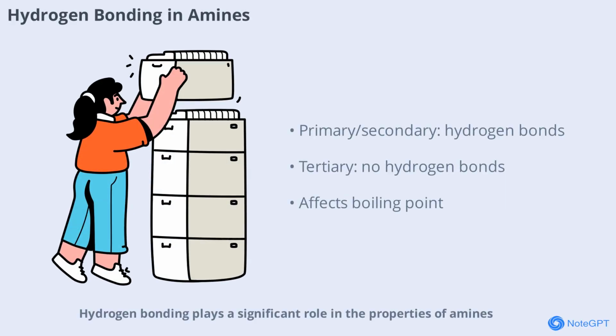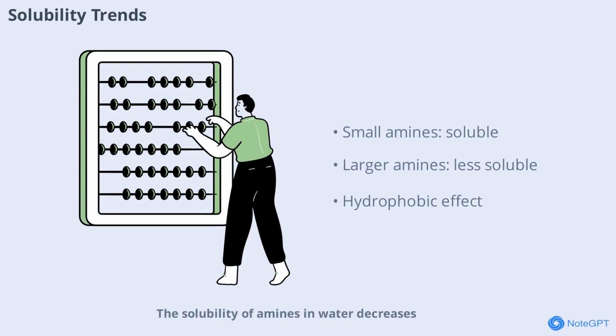Hydrogen bonding plays a significant role in the properties of amines. Primary and secondary amines can form hydrogen bonds with water and with each other, which affects their boiling points and solubility. Tertiary amines, lacking NH bonds, cannot form such bonds, resulting in lower boiling points. The solubility of amines in water decreases as the size of the alkyl group increases. Smaller amines are quite soluble due to hydrogen bonding with water, but as the organic portion grows, the molecule becomes more hydrophobic, reducing solubility.